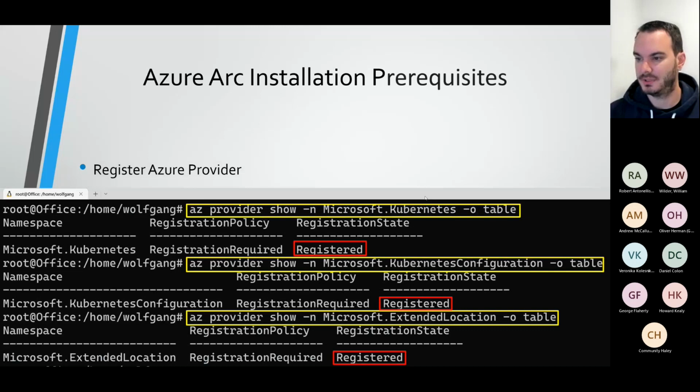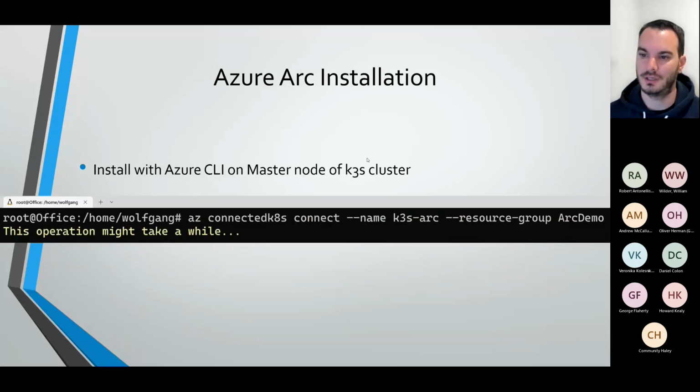So as you can see here, we can check, for example, here for the provider Microsoft.Kubernetes, we can see it's registered. So once you register, it takes around 10 minutes. And once you get the registration state registered, you're good to go to install Azure Arc. And installing Azure Arc is, again, just a one-line command. So it's very easy to get going.